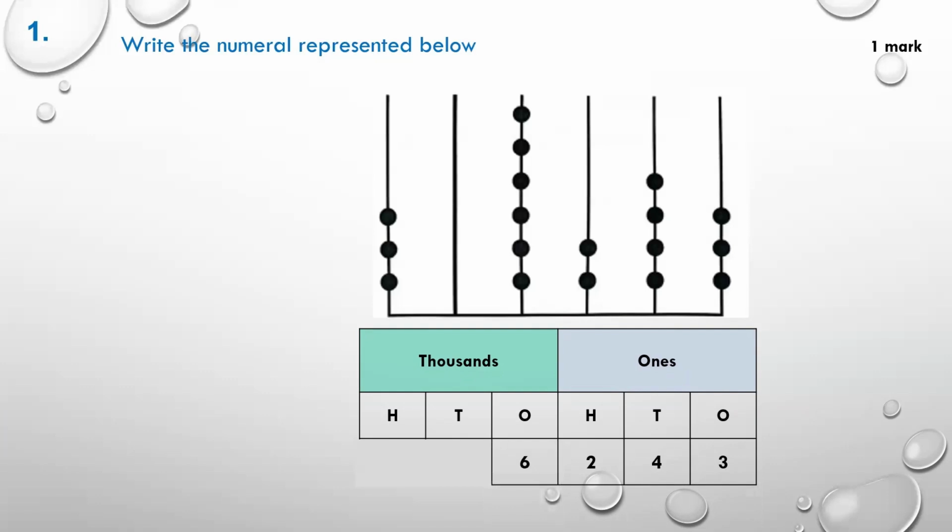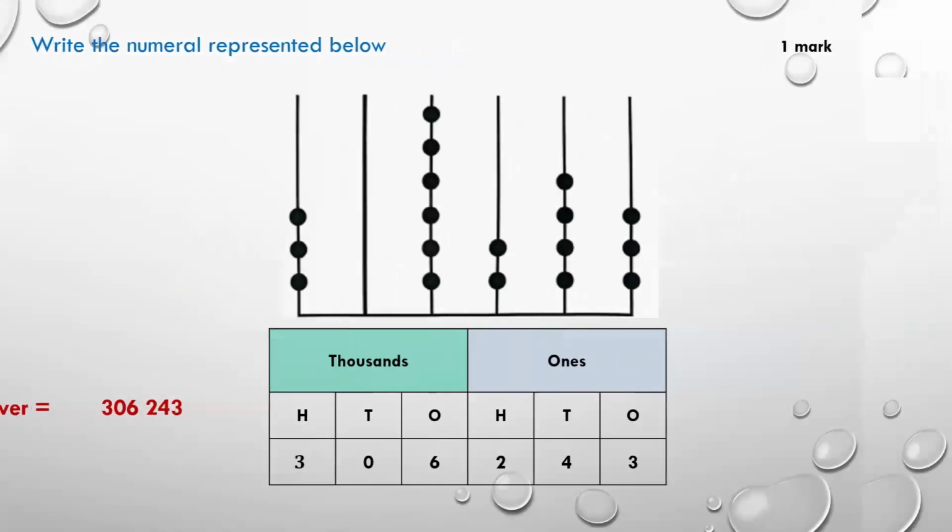We have 6 ones, no tens, and 3 hundreds. So we have 306,243.